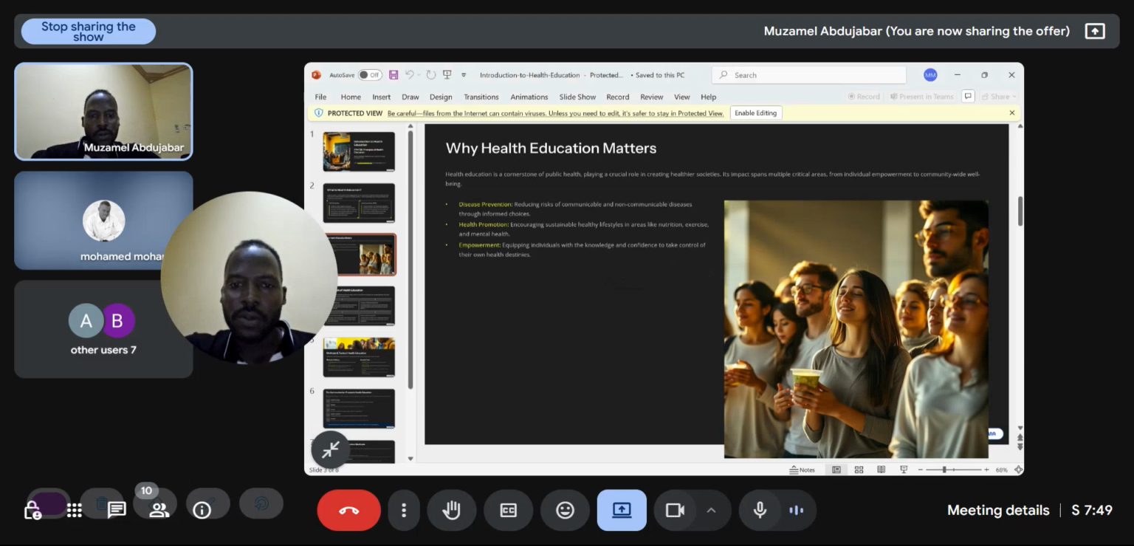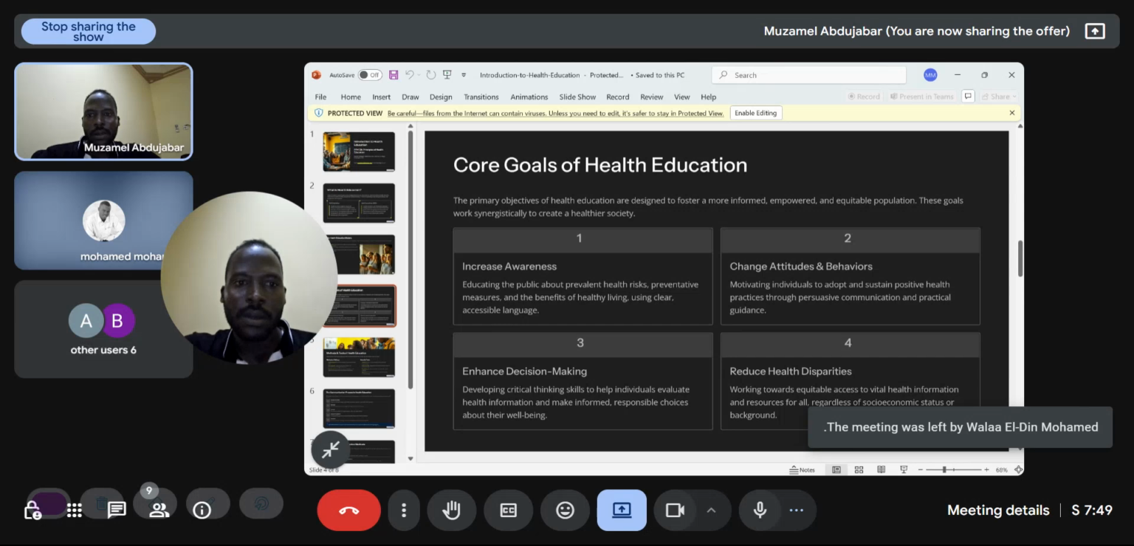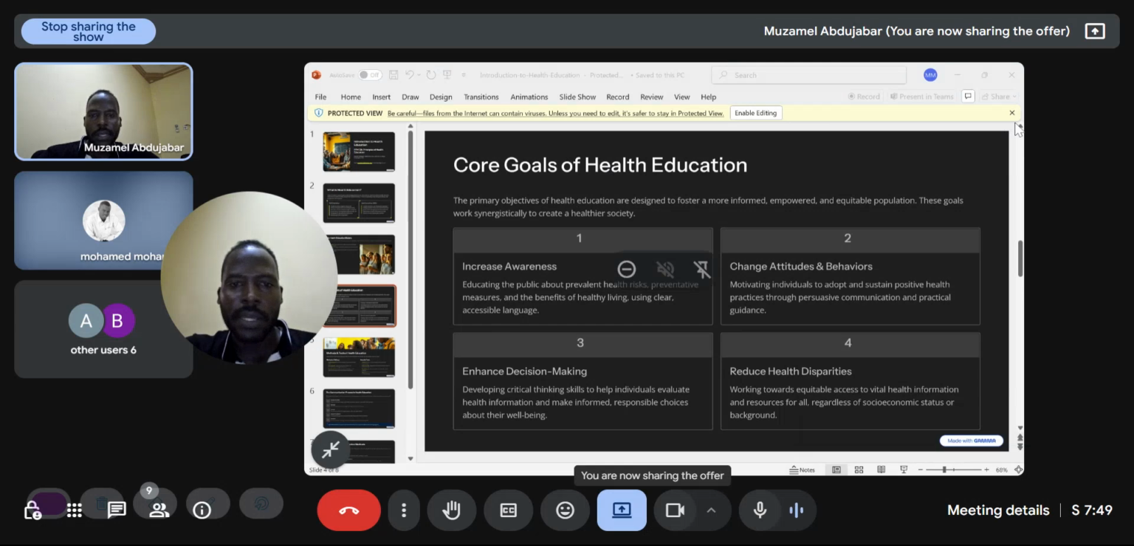Now let us go to the next slide. In the next slide, you are going to explain the core goal of health education. What is the main objective of health education? One objective of health education is to increase the awareness of the community or the people. When you teach them, you increase or upgrade their awareness. This is one of the goals or objectives of health education.